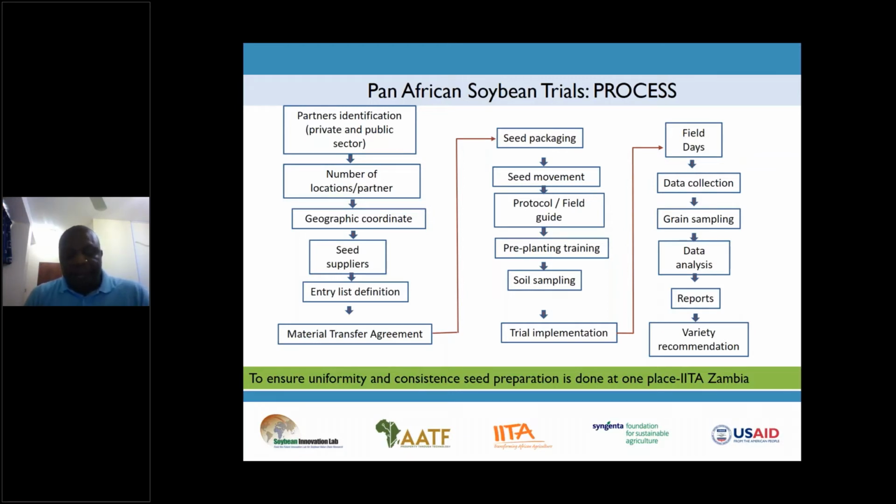We do the seed packaging in one place. All the seeds are packaged in Zambia, and then sent to all the different countries. With that, we also provide a trialing guide, or protocol, on how to do the trials. We also do pre-planting training, which includes soil sampling. Once the trial is planted, we also do field days. I will talk more about the field days as we go. But the most important things are the data collection and the grain sampling. We also analyze that data and write the reports, and then we recommend which varieties should be released in which countries.